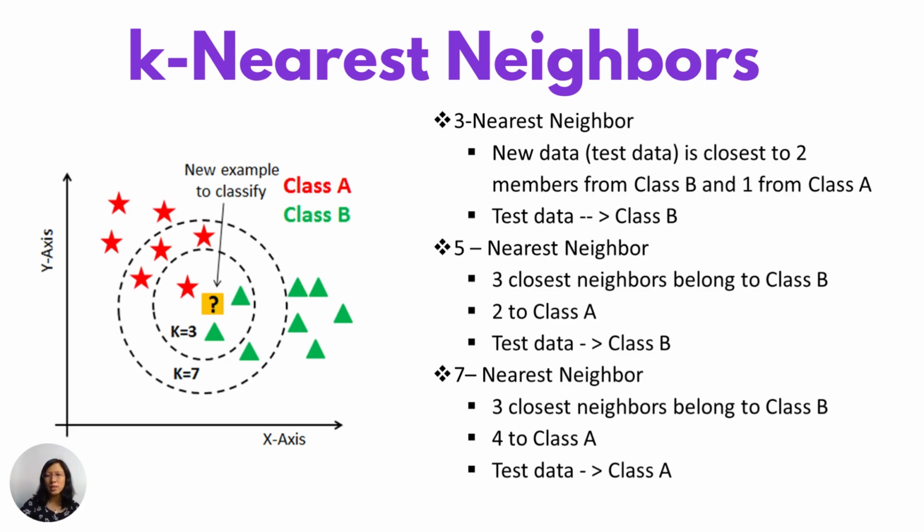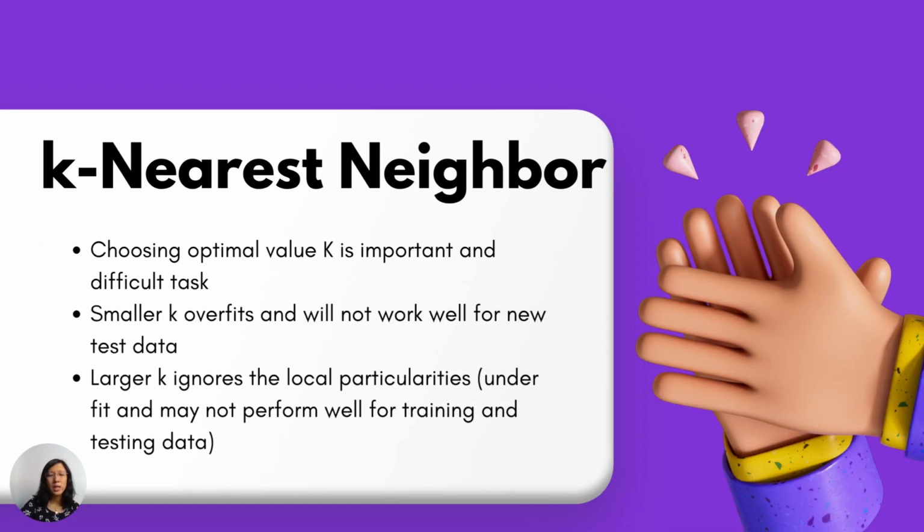So obviously you can see that the number of neighbors k is pretty important. Choosing the optimum value of k is very important, and at the same time a difficult task. If you choose a smaller k, it will overfit. It will work well for your training data, but it will not work well for the new testing data.